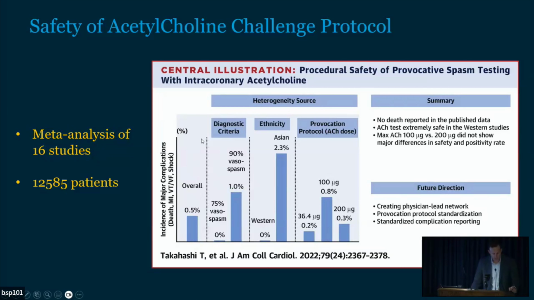It's 100% safe. This is a meta-analysis over 12,000 patients, and you can see severe events, as you can see here, was 0.5%. So this is an extremely safe procedure. Again, we do it as an outpatient all the time.